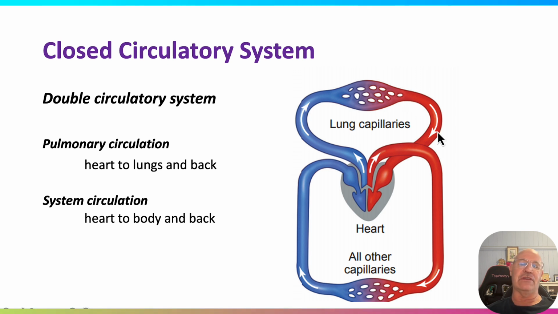And it's the same thing around the body as well. So the systemic circulation takes blood from the heart around the body and back to the heart. So it's taking blood to the small intestine, but it's taking blood to the muscles and the heart, etc. And again, it's a closed system going from the arteries to the arterioles to the capillaries, and then from the capillaries to the venules to the veins. So it's a closed system.